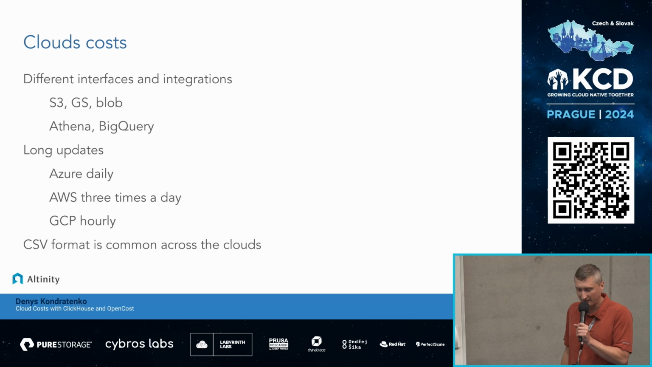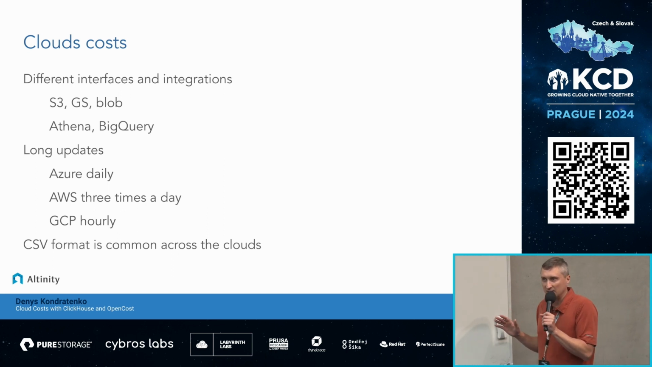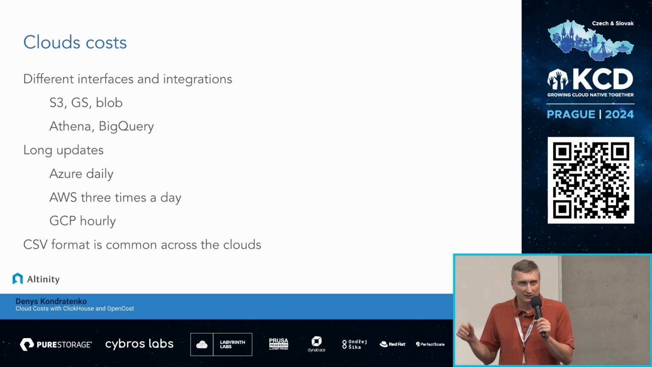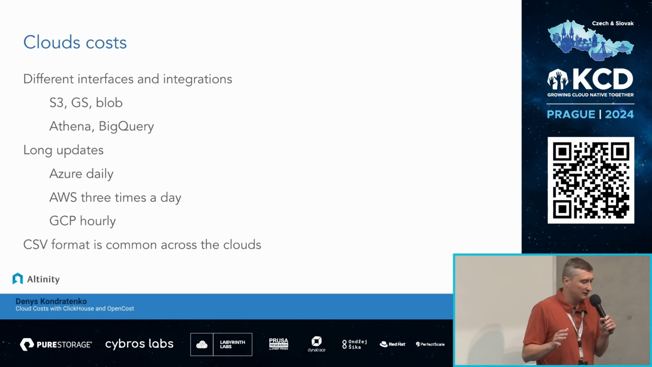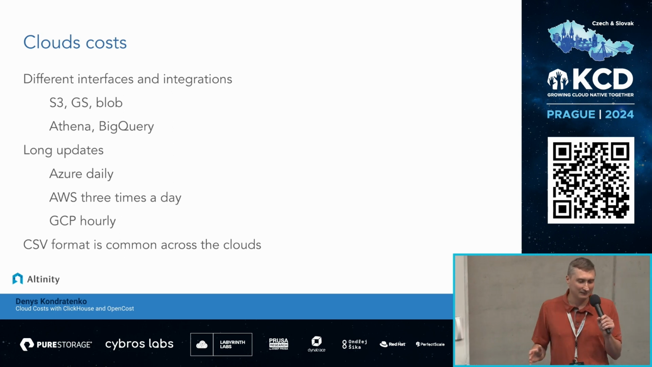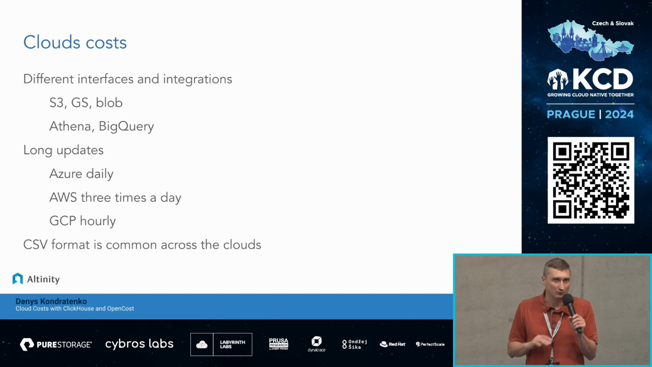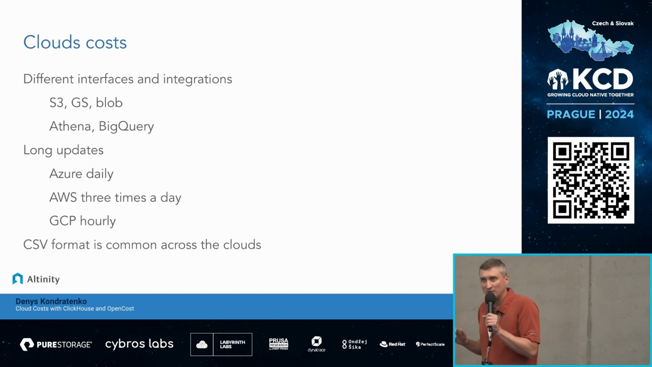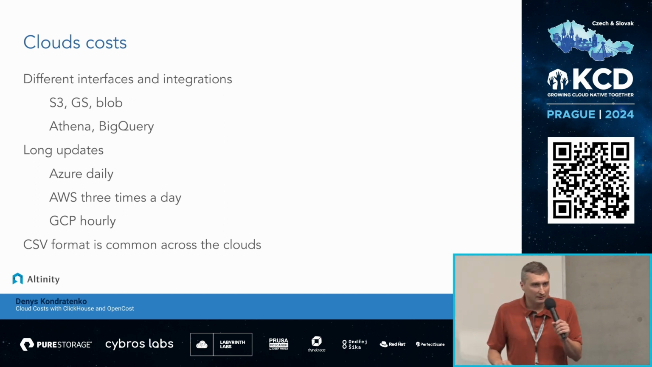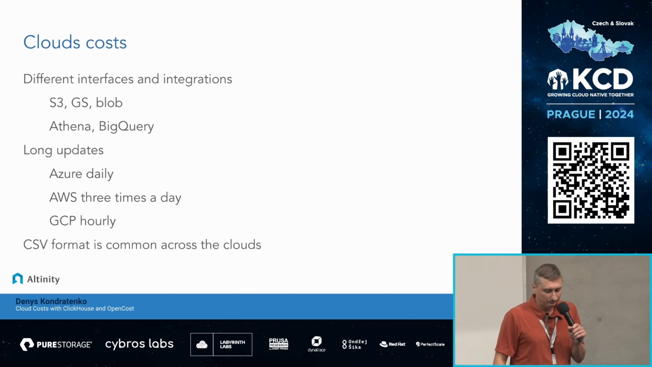The only common thing among those clouds, like AWS, Azure, GCP, and others, is that they use the CSV format. So all of this data you can export to an object bucket, usually in CSV. So you can then easily import that somewhere.